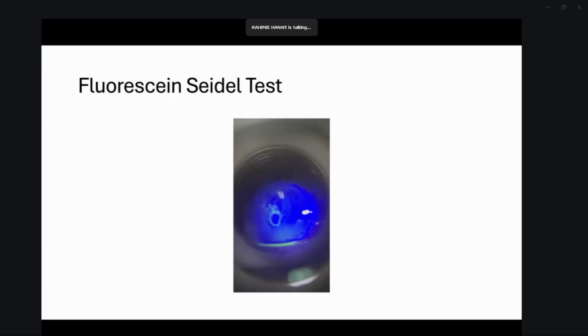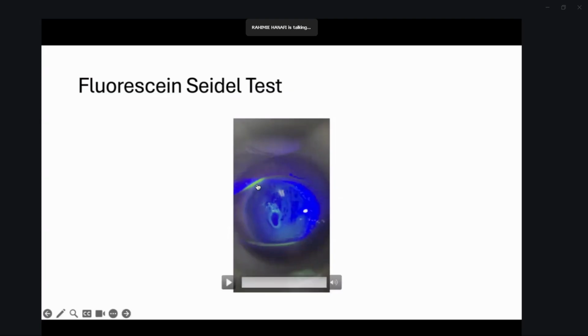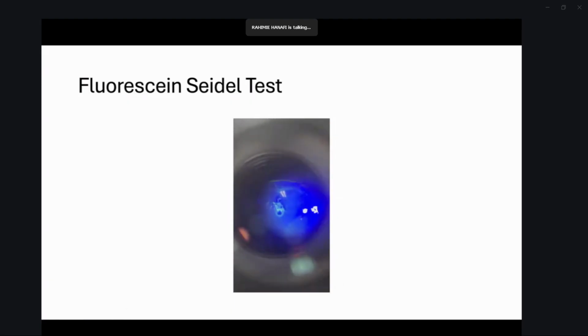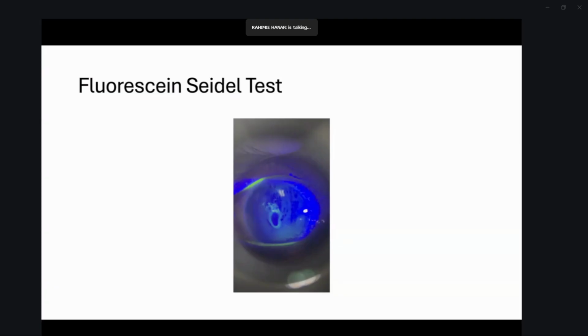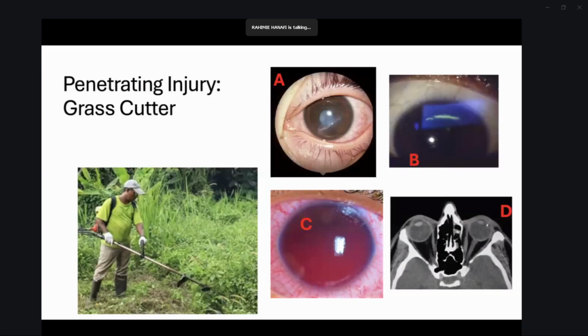When there is a penetrating injury at the cornea, a corneal laceration, we can see that there is a dilution of the staining. Let me repeat again. Why it happens like that is because inside the eye we have the aqueous, right? When there is a full thickness corneal laceration, the aqueous will go out through the cornea. So it will dilute the staining.